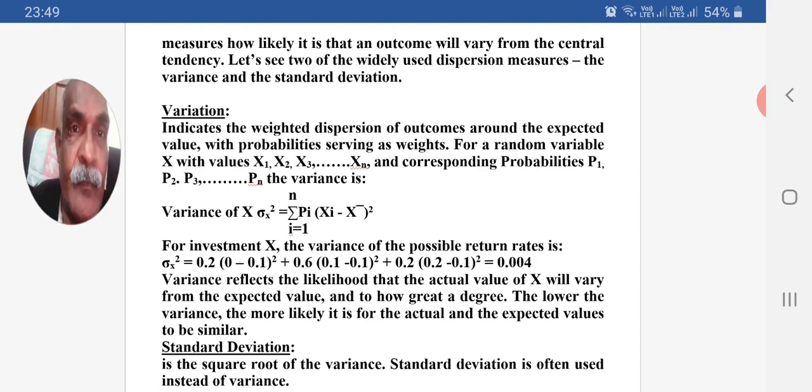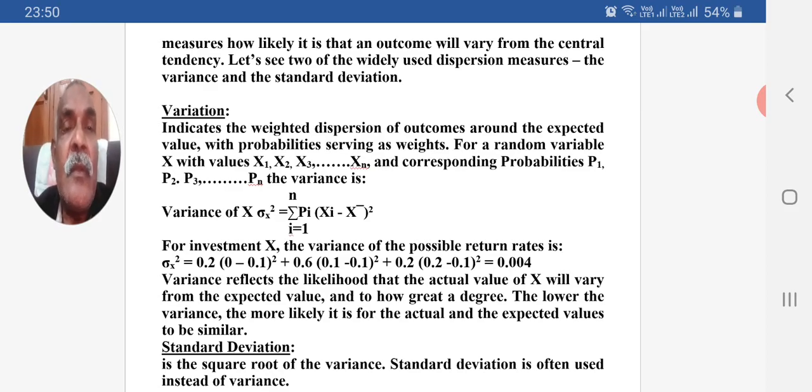This is your variance. The variance reflects the likelihood that the actual values of x will vary from the expected value, and to how great a degree. The lower the variance, the more likely it is for the actual and the expected return values to be similar. It means the difference between actual and expected will be very low. If the variance is very high, it means the difference between the expected and actual return will be very high. So here we are observing that variance is very low, that is 0.004.